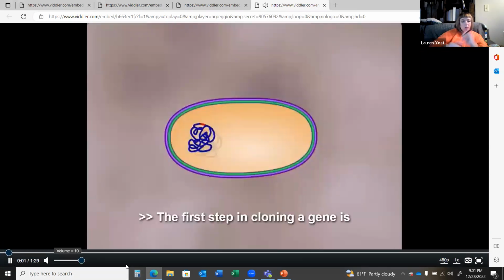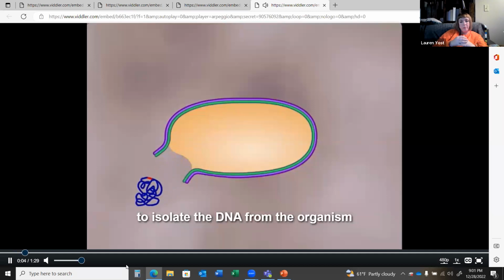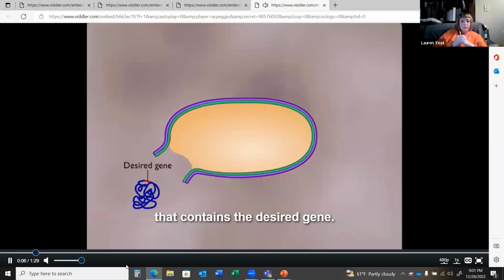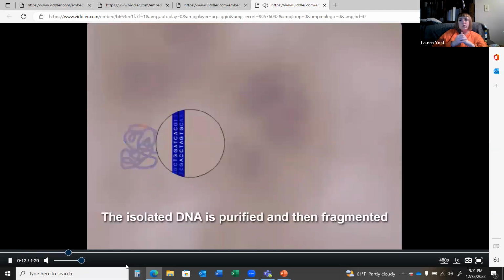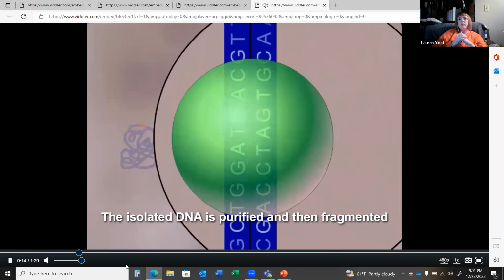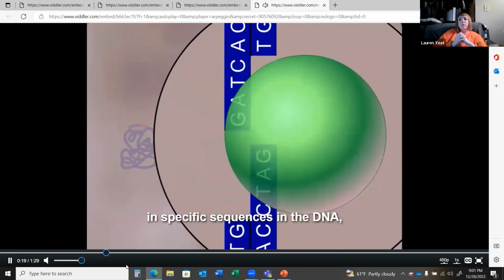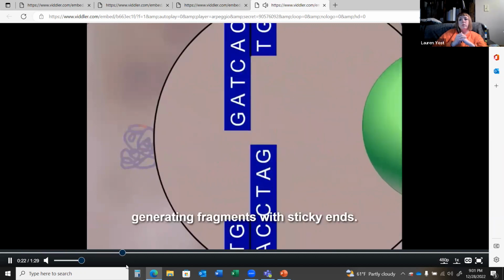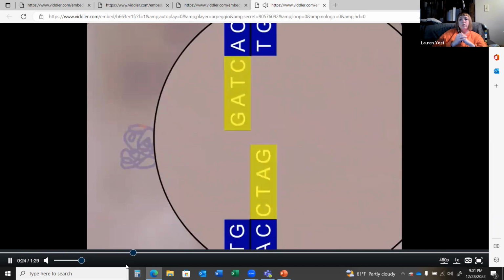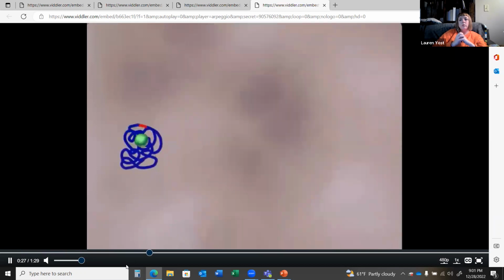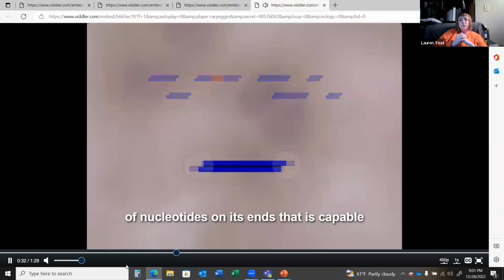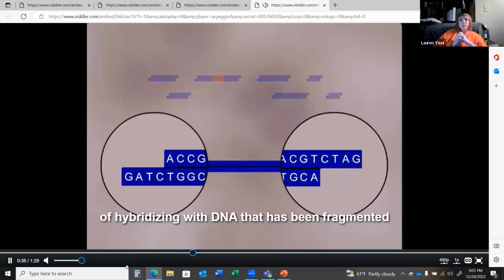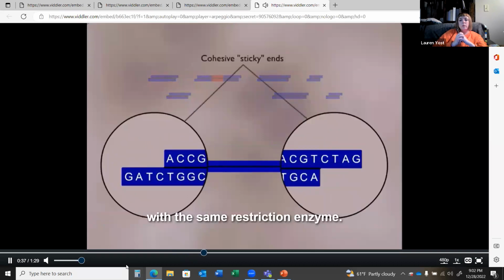The first step in cloning a gene is to isolate the DNA from the organism that contains the desired gene. The isolated DNA is purified and then fragmented with a restriction enzyme. A restriction enzyme produces staggered cuts in specific sequences in the DNA, generating fragments with sticky ends. Each fragment has a single-stranded sequence of nucleotides on its ends that is capable of hybridizing with DNA that has been fragmented with the same restriction enzyme.